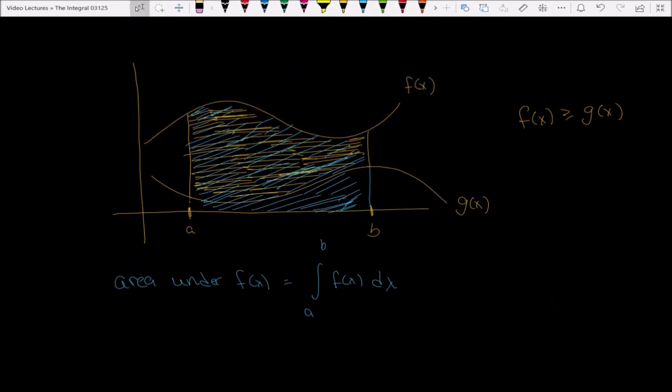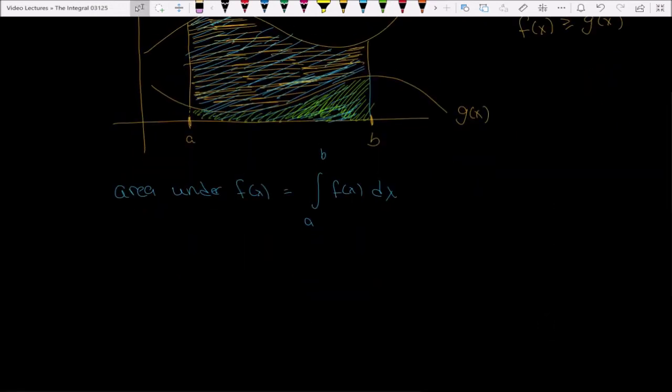Well, if we take out the area under g now, this green area, let's say, what we will be left with is the yellow shaded area between f and g. And we know the area under g, again, is a Riemann integral, integral from a to b of g of x dx.